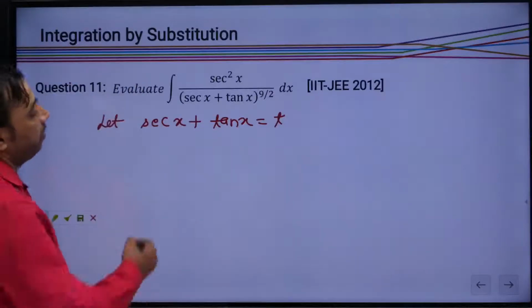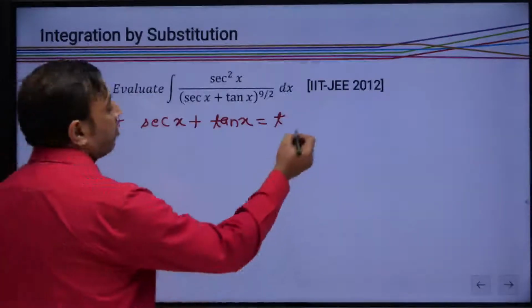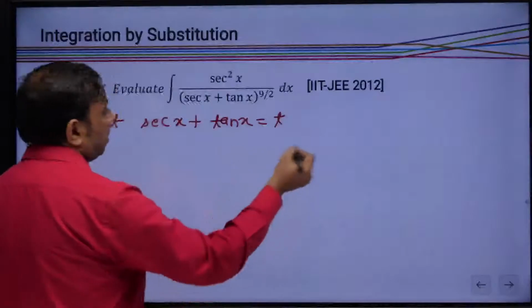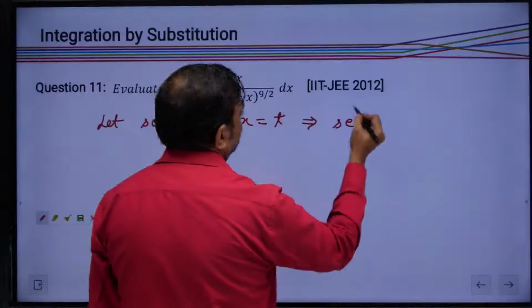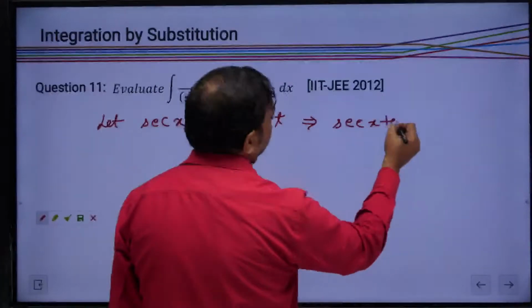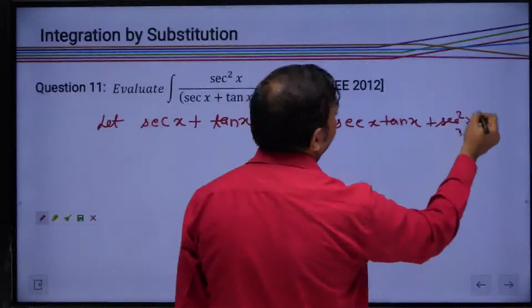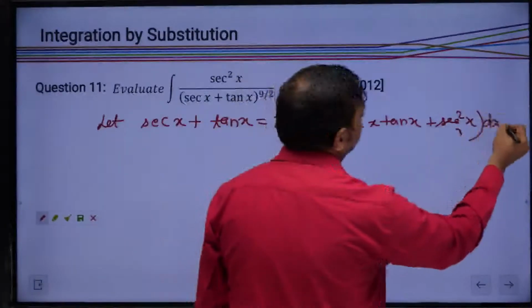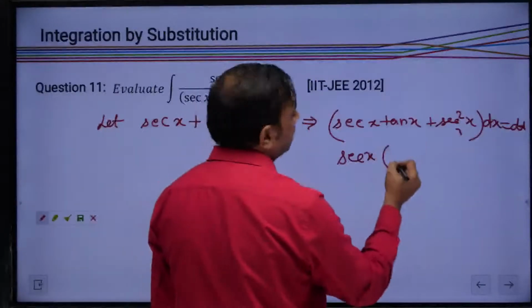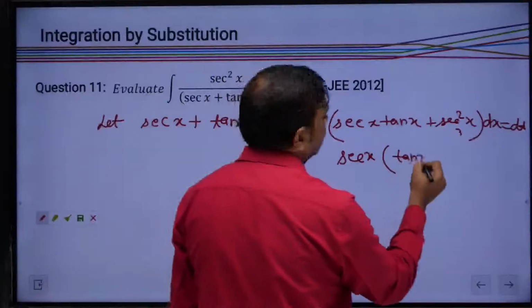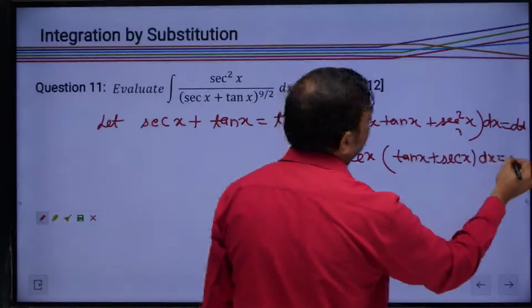So for this example, we need to substitute sec x plus tan x equal to t. And from here we receive sec x tan x as derivative, for tan x sec squared x for derivative, and we have dx equal dt. So from here we can take sec x out and we receive sec x times tan x plus sec x dx equal dt.